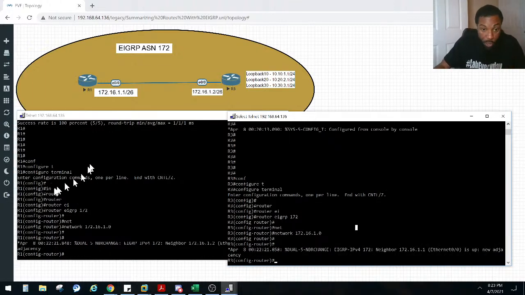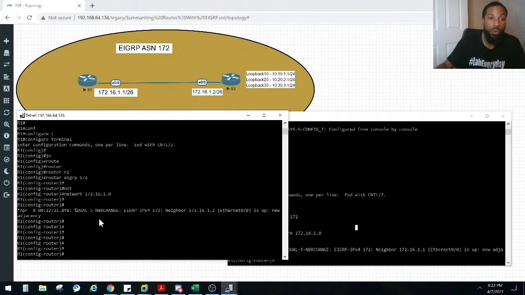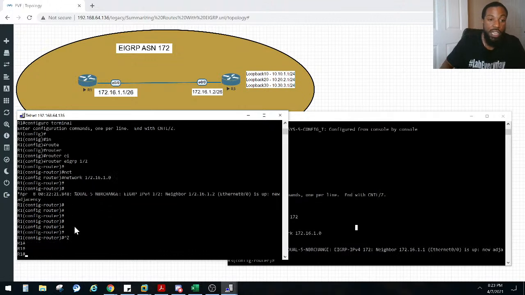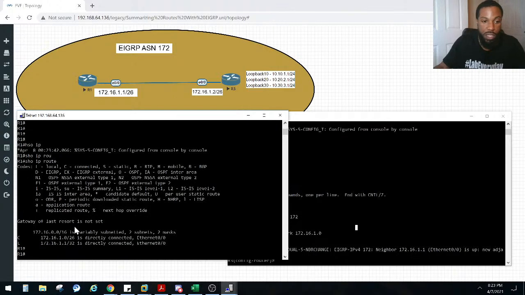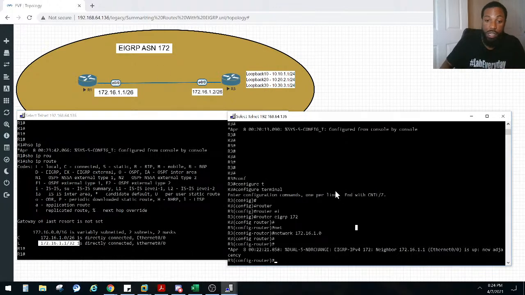So now we need to come up with a network statement to share these loopbacks, right? Because from router 1's perspective, he doesn't know about them loopbacks. Show IP route. And he only knows about the 172 network, which is directly connected with a physical cable. He doesn't know about these loopbacks right here. We're going to have router 3 share those loopbacks using EIGRP. How do we do that?